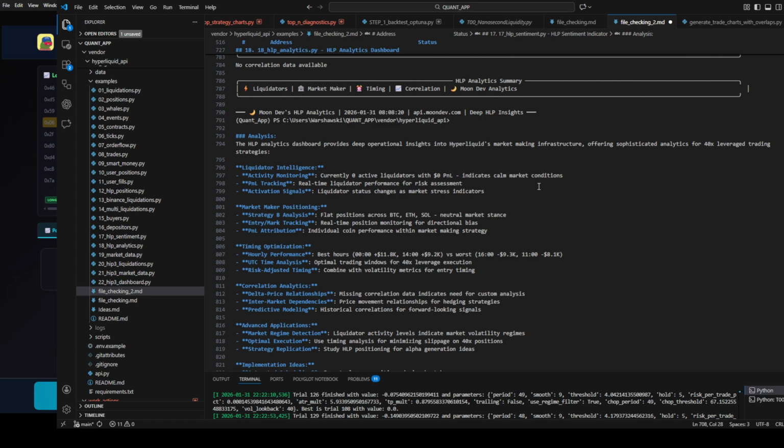Market maker positioning, strategy B analysis: flat positions across BTC, ETH, SOL, neutral market stance. Entry mark tracking: real-time positioning monitoring for directional bias. P&L attribution: individual coin performance within market making strategy. Timing optimization: hourly performance, best hours versus the worst. UTC time analysis: optimal trading windows for 40x leveraged executions, risk adjusted timing combined with volatility metrics for entry timing.